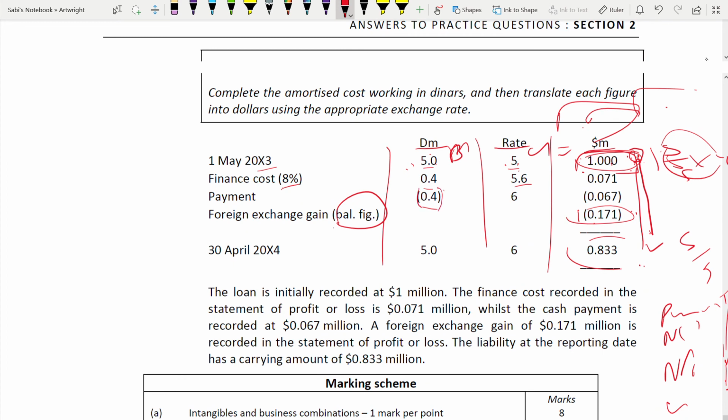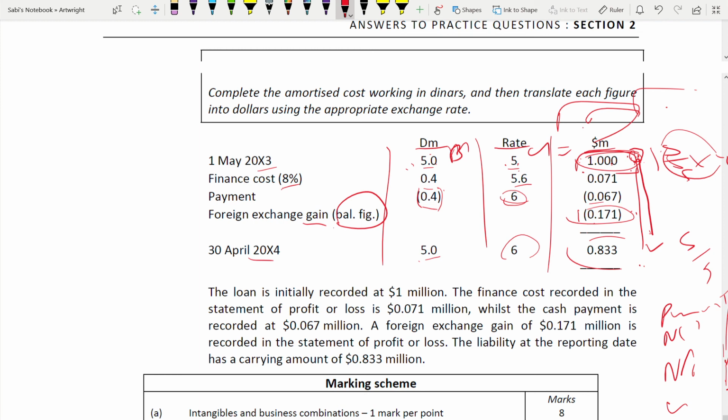And which rate are you using? The closing rate, because at the end of the year only you will be paying, so take it. For exchange, this is a gain. It's a balancing figure, we'll come to that later. The last figure is given to you. How? See, 5 plus 0.4 minus 0.4, so plus and minus go and 5 is remaining.